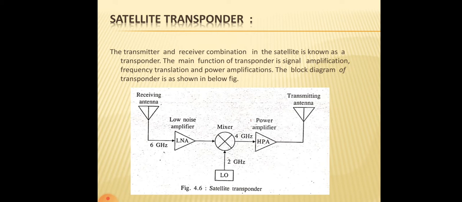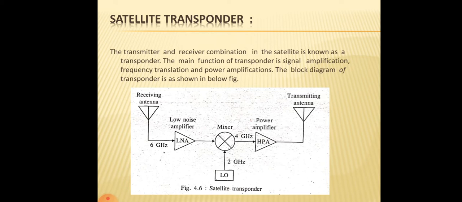So both receiving and transmitting is called the transponder. Here the satellite contains a receiver which picks up the transmitted signal of 6 GHz. The output of the receiver is connected to a low noise amplifier. Next, this is given to a mixer. What will that mixer do? The mixer translates the signal to another frequency of 4 GHz by heterodyning with the local oscillator of 2 GHz.